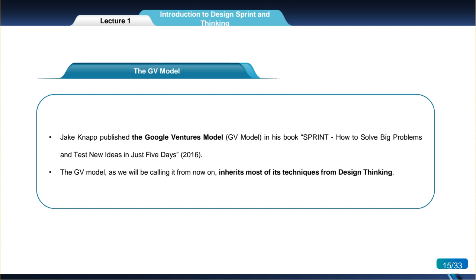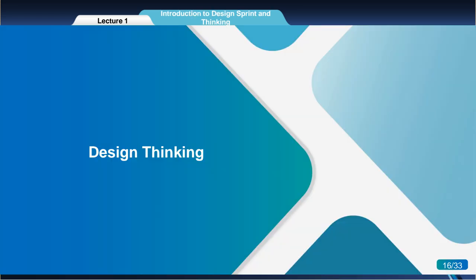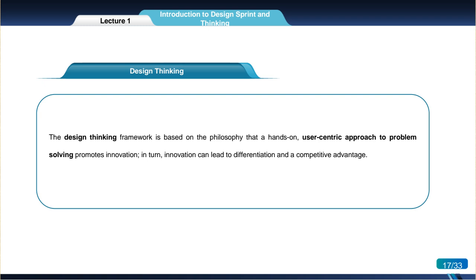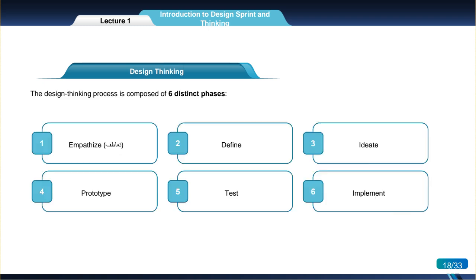The Google Ventures popularized this methodology when Jake Knapp published the Google Ventures model in his book Sprint: How to Solve Big Problems and Test New Ideas in Just 5 Days. The Google Ventures model inherits most of its techniques from design thinking. So we will define design thinking, which is a user-centered approach to problem solving consisting of 6 distinct phases: empathize, define, ideate, prototype, test, and implement.